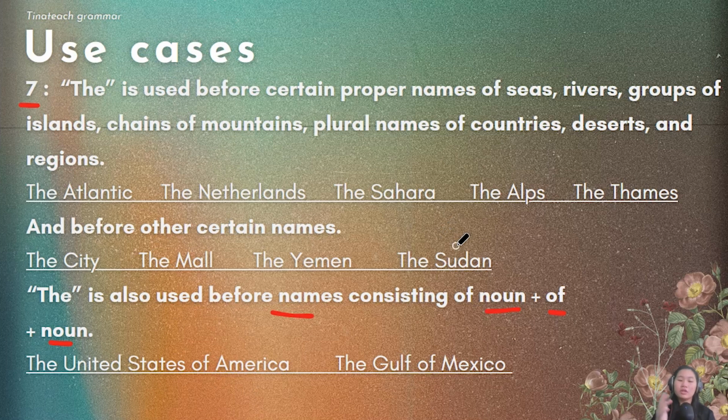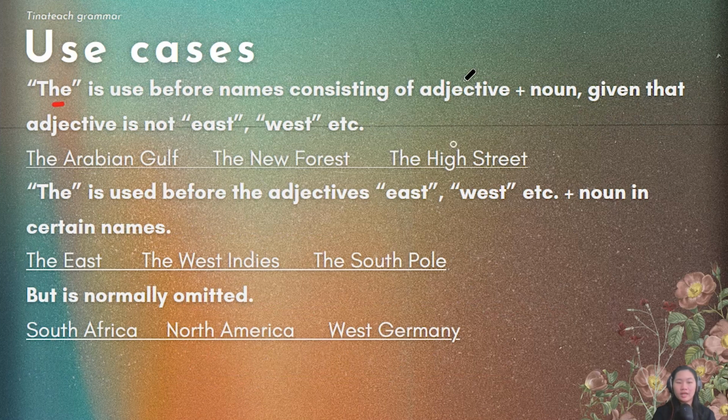The is also used before names consisting of the structure noun plus of plus noun. The United States of America, the Gulf of Mexico. Now, the is used for names consisting of the adjective plus noun, given that the adjective is not directional. For example, east, west, north, south. The Arabian Gulf, the New Forest, the High Street.